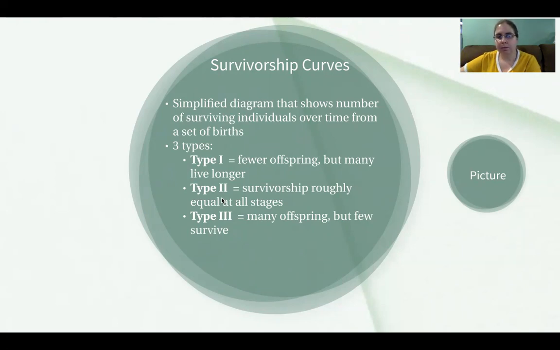Type 1 is when there are typically fewer offspring born, but most of them are going to live longer lives and live closer to the maximum lifespan of their population. Type 2 is when survivorship is roughly equal at all stages. So the likelihood of dying young is the same as the likelihood of dying old, as opposed to type 1, where it was less likely to die young and more likely to die old.